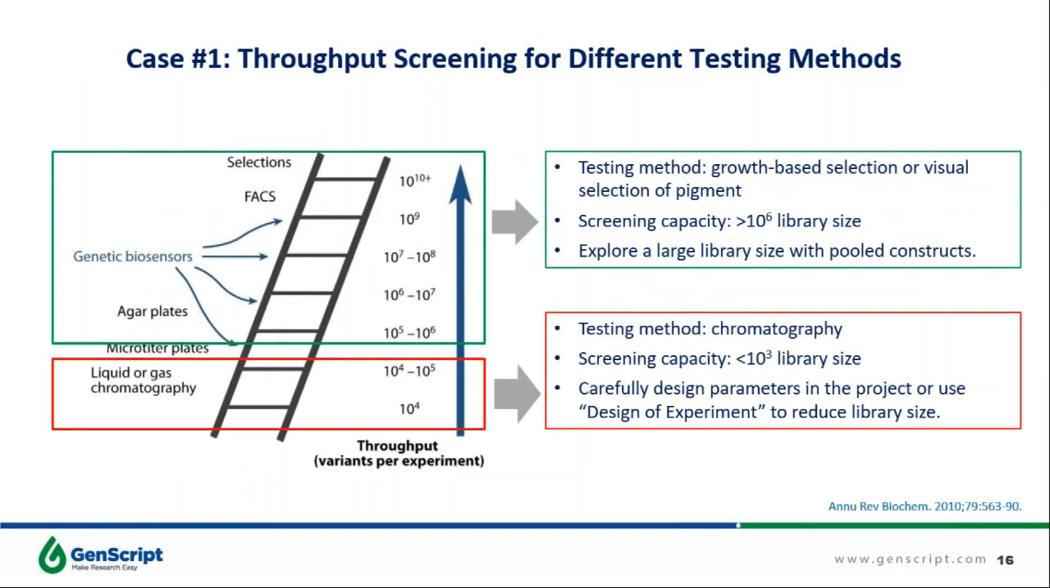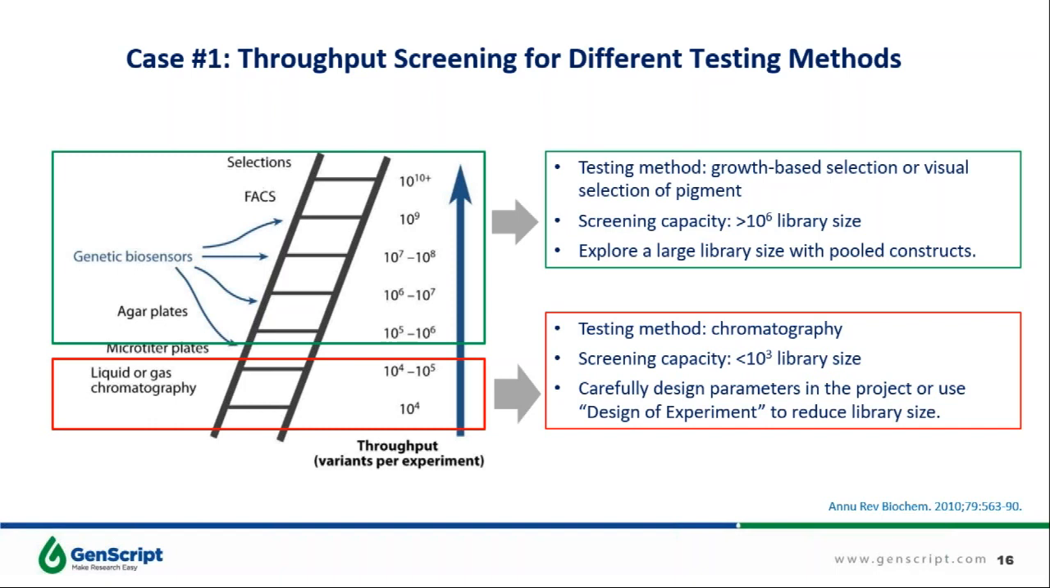To answer this question, you need to first think about the throughput of your screening platform. If you are lucky to have a relevant high-throughput screening method for improving the pathway efficiency, you can explore a very large library size by directly testing a pooled library. For example, if your pathway helps your strain to utilize a substrate for growth, you can transform the pooled library into your host and use serial transfer to select the fast-growing strains.